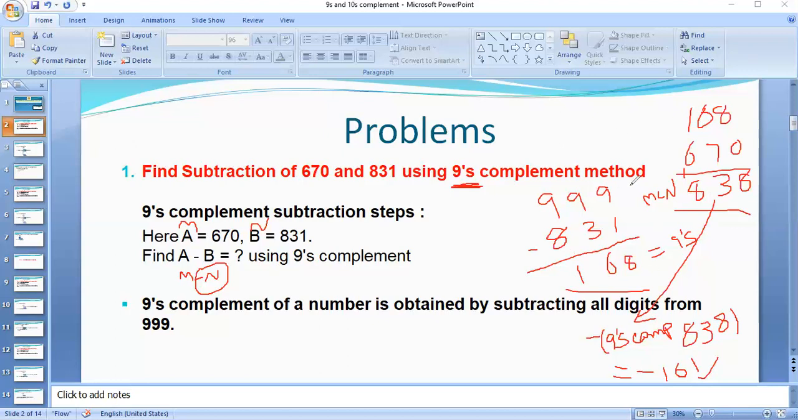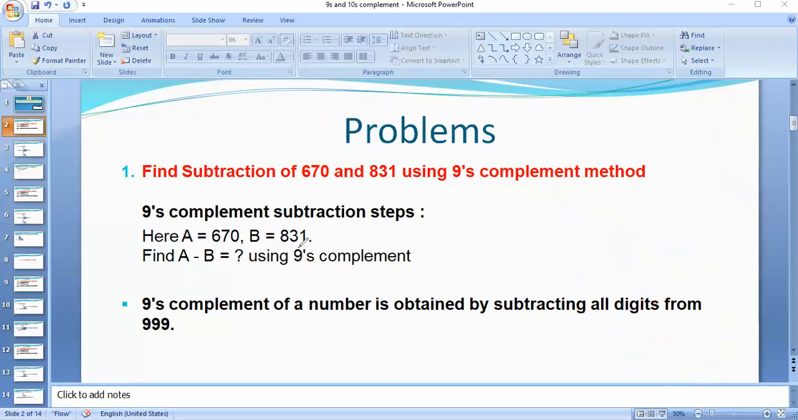Okay, so in 10's complement, what do we have to do? We have to find the 10's complement of the subtrahend. So first you have to find the 9's complement and then add 1 to the LSD, the least significant digit position. You will get the 10's complement result.